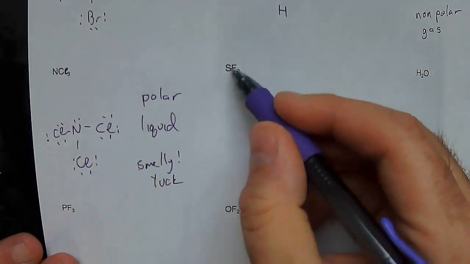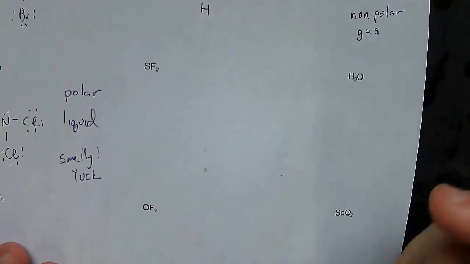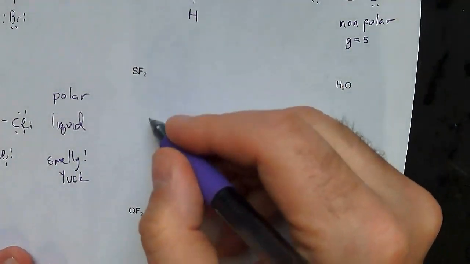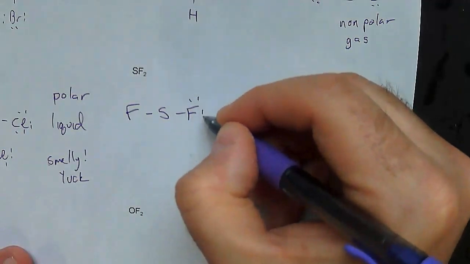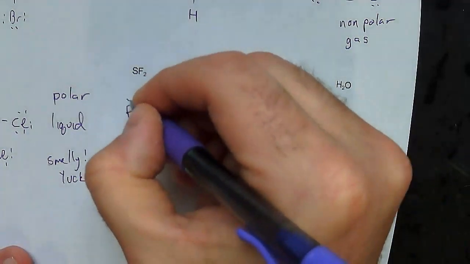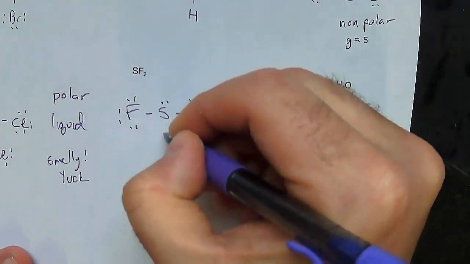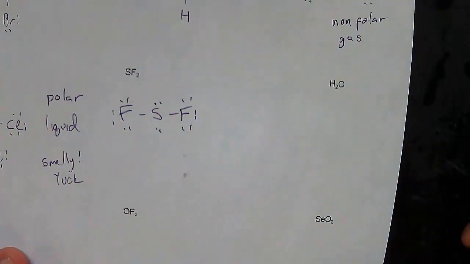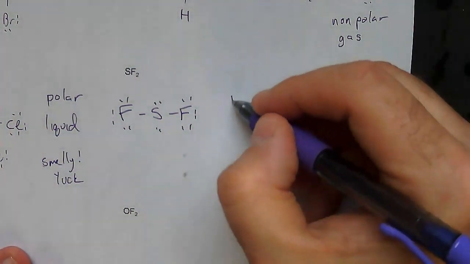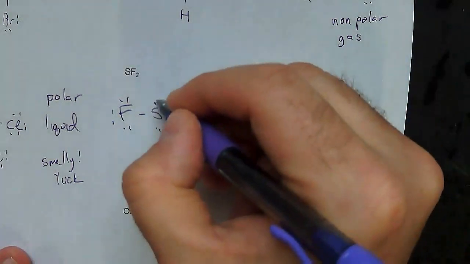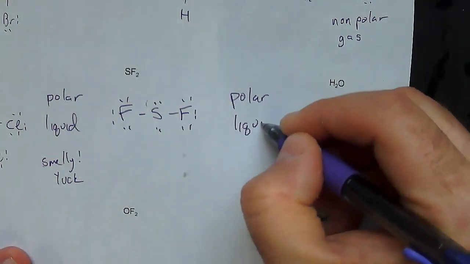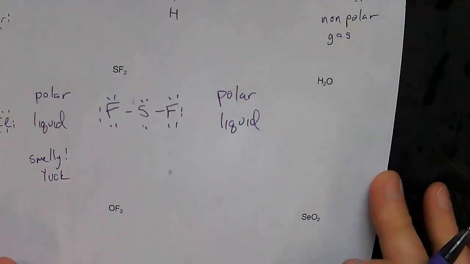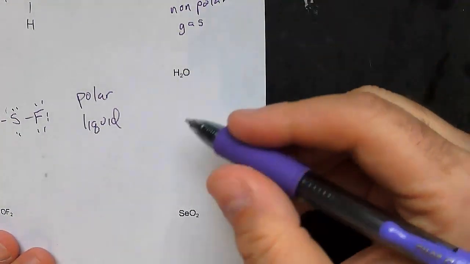Yuck. Okay, SF2. So SF2, we have S, F, F, with the dots, okay, so there's that structure. Again, because this thing has dots in the middle, it's polar, and we would expect the polar thing to be a liquid.